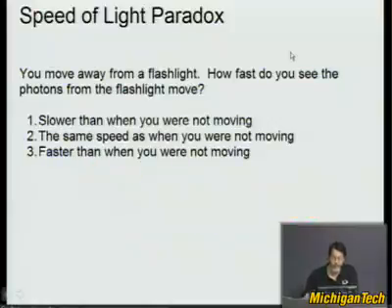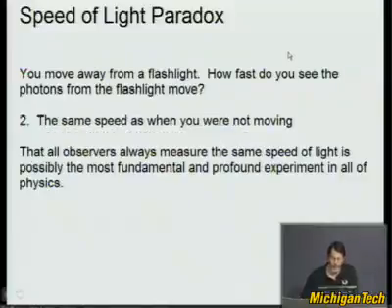Well, I'll give you a second to contemplate. If you really like contemplating it, click pause when you're watching this and then think about it for a while. But I'll go quickly and say that it's the same speed as when you are not moving. All observers measure the same speed of light. That is possibly the most fundamental and profound experiment in all of physics. It is strange and bizarre.